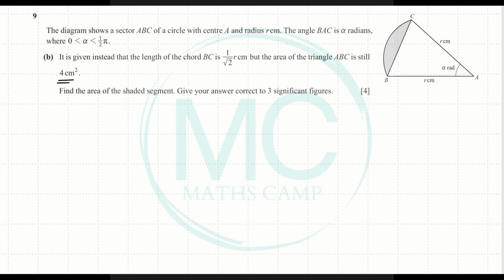The question tells us that the area of the triangle is still 4 centimeters squared. So let's make a note and we can say the area of the triangle, which we know is 1 over 2 r squared sine theta, which in this case is sine alpha, is still equal to 4. But our r value and our angle alpha are now different, which means that the total area of the sector is no longer 8 alpha. We need to find these new values.